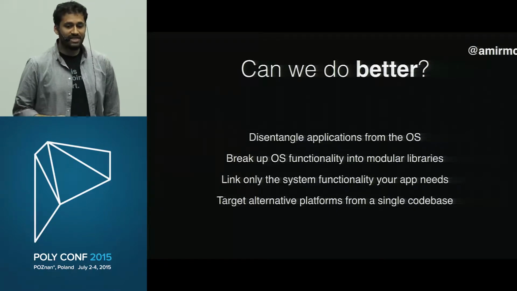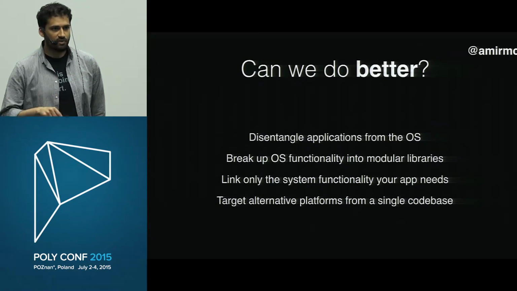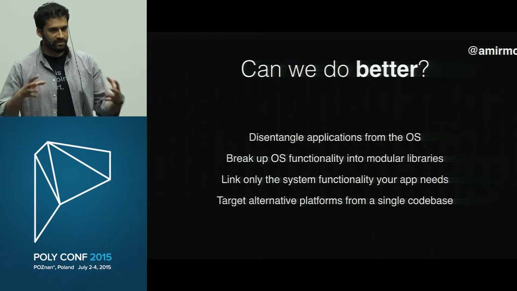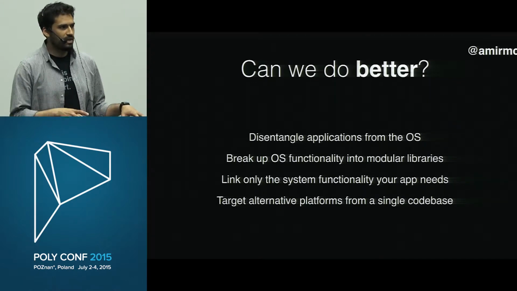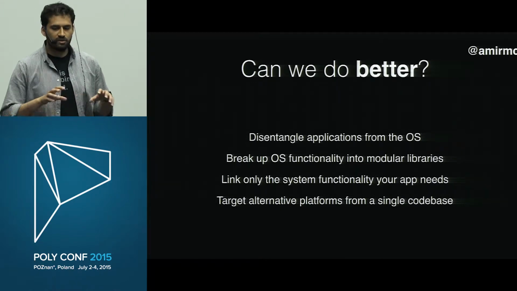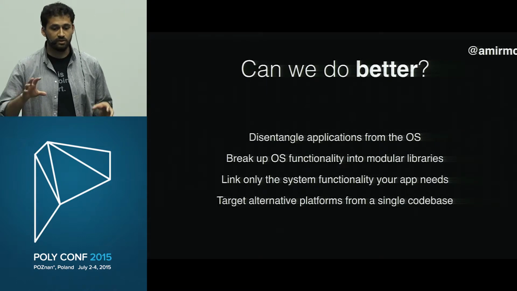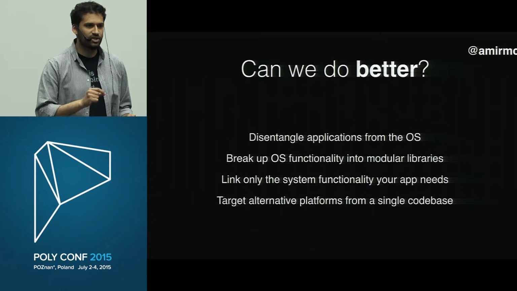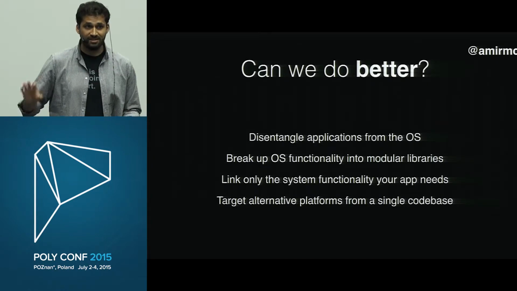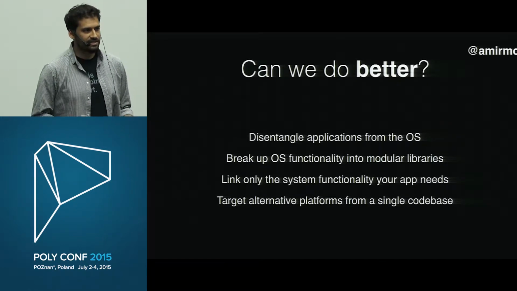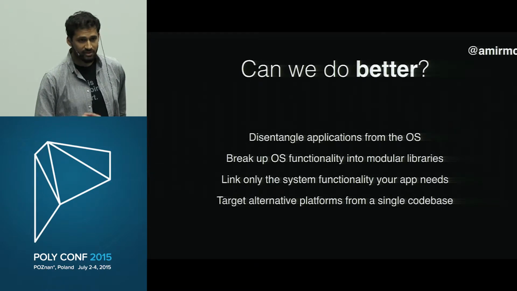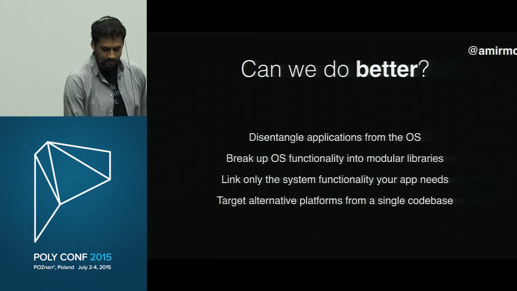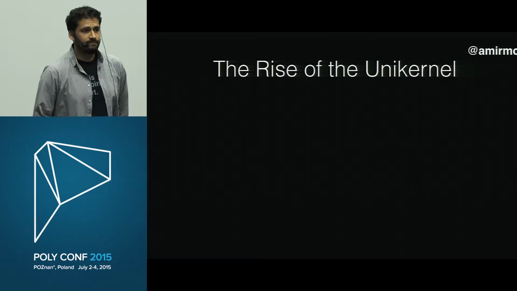Here are the things we essentially need to try to do: disentangle the applications from the operating systems themselves, so you can think of these things separately. Break up all that operating system functionality into small modular libraries so that you can compose them. Only pull in the bits of system functionality that your application actually needs, and ignore the stuff that it doesn't need. And also make it really easy to target multiple platforms using the same code base. This is where Unikernels come in.